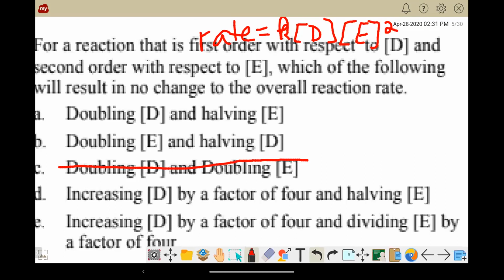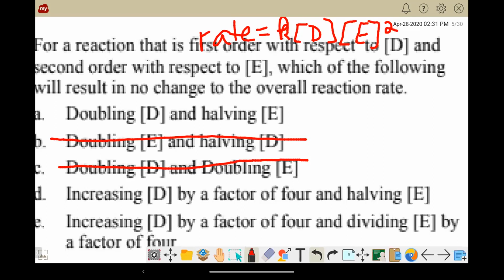What I noticed when I read that scenario, I wrote down my rate law. Rate equals K times D to the first power times E to the second power. So what I noticed is whatever I'm doing to E is going to have the same effect two times on the rate as whatever I do to D. So for them to cancel out, I'm going to need the change in D to be greater than the change in E, because E's effect is going to be squared and D's is not. So that's why I'm going to be able to eliminate B.